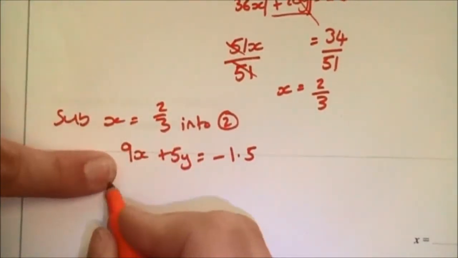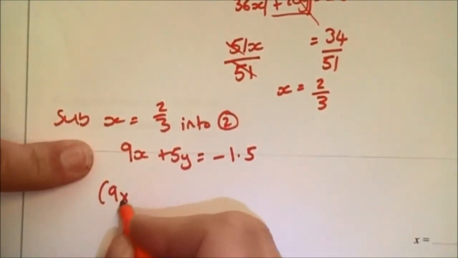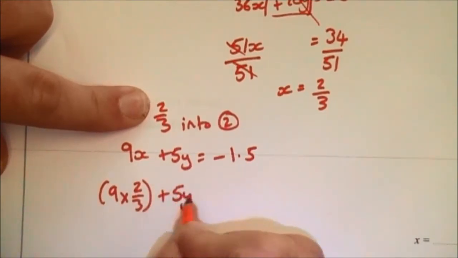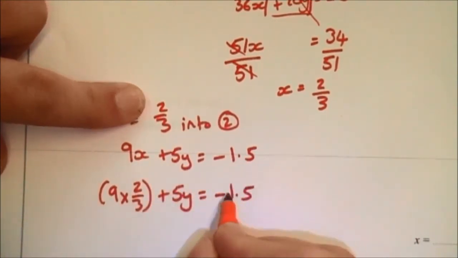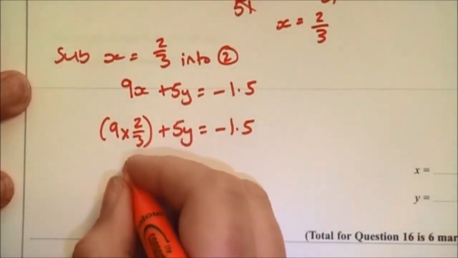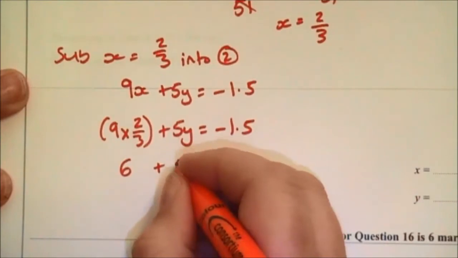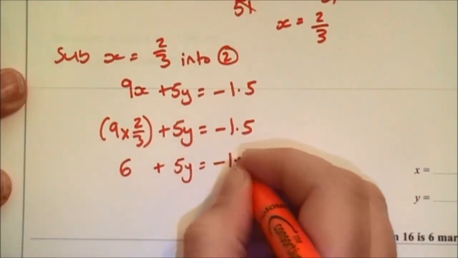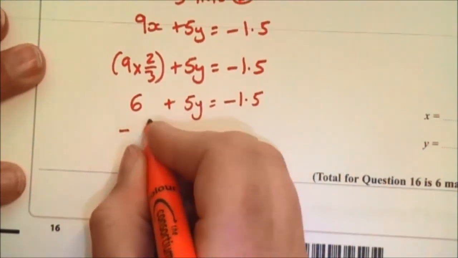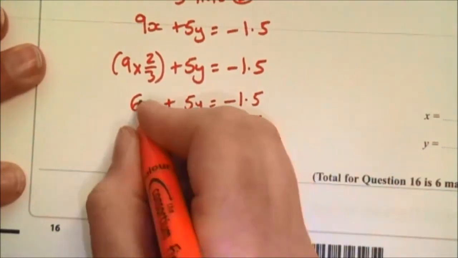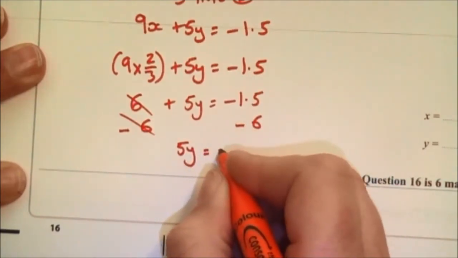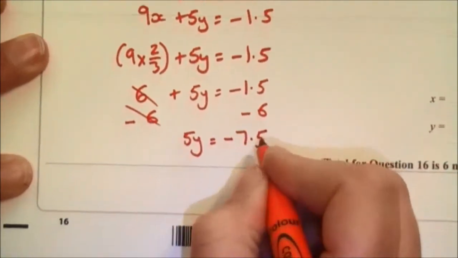So instead of 9x, it's going to be 9 times by 2/3. Add 5y equals negative 1.5. So 9 times 2/3 is 6. So 6 plus 5y equals negative 1.5. I want to get y on its own, so I need to take 6 off both sides. That leaves me with 5y is equal to negative 7.5.